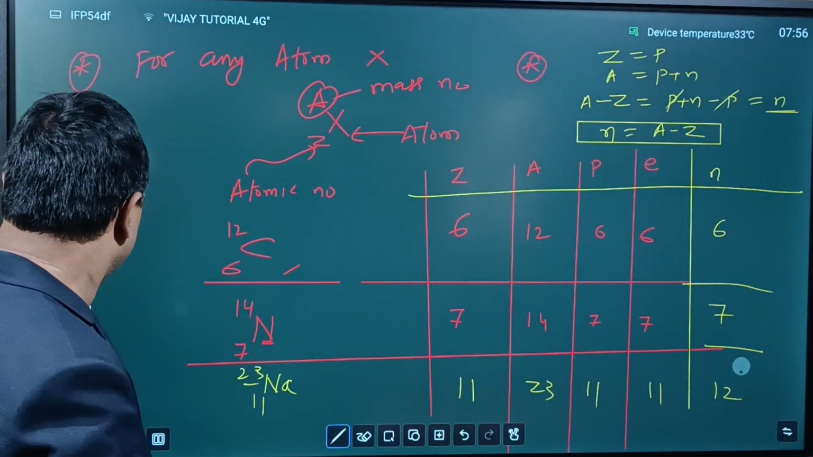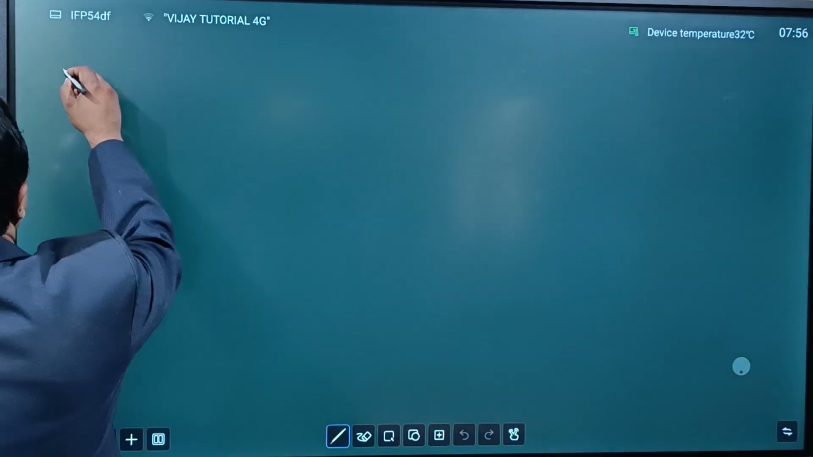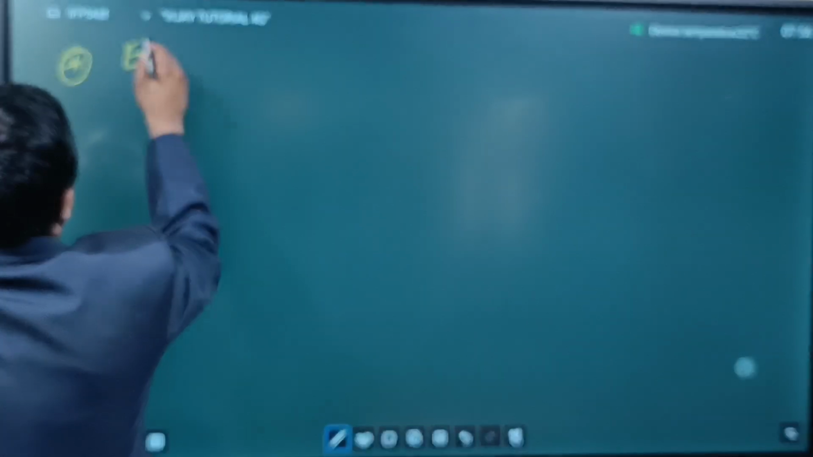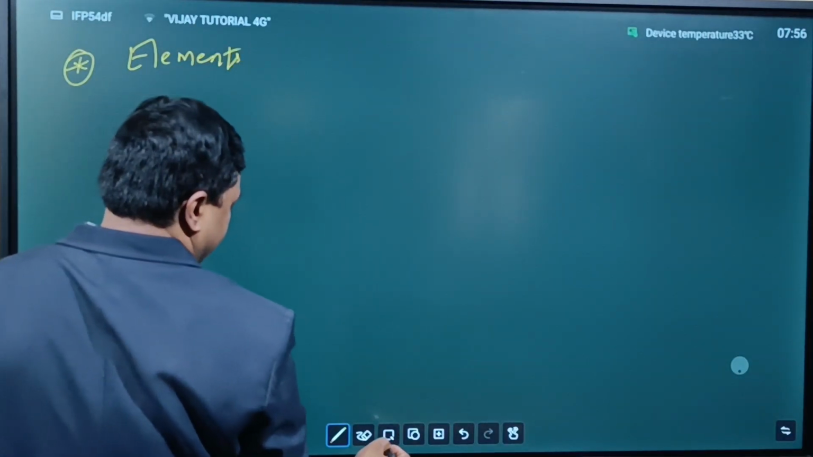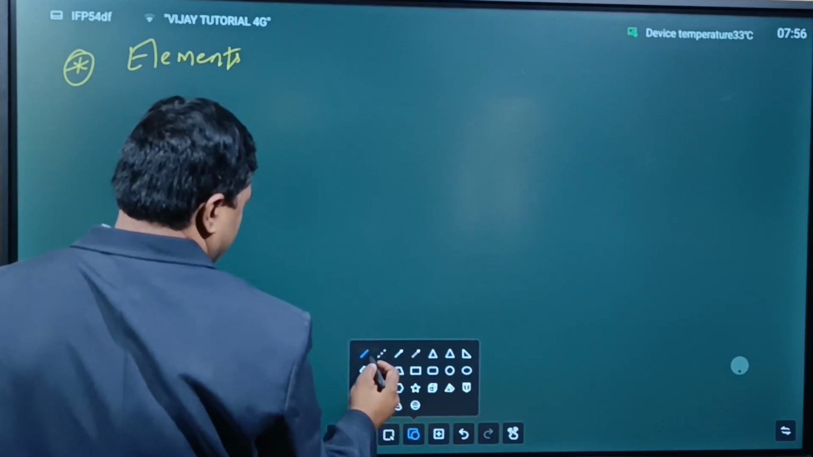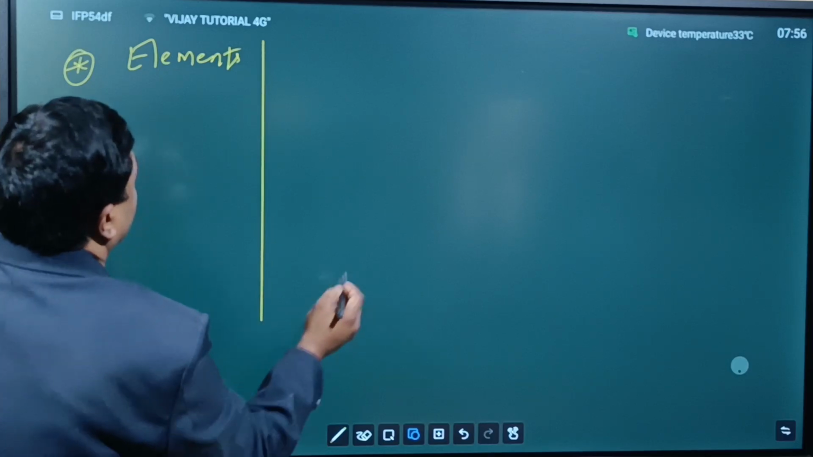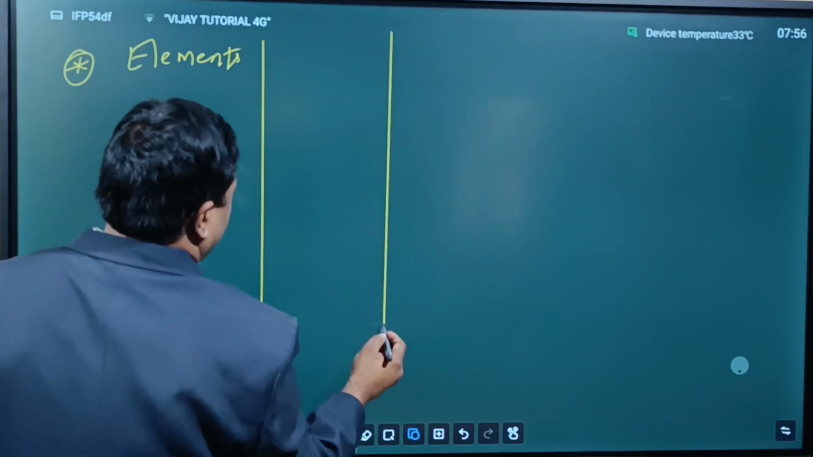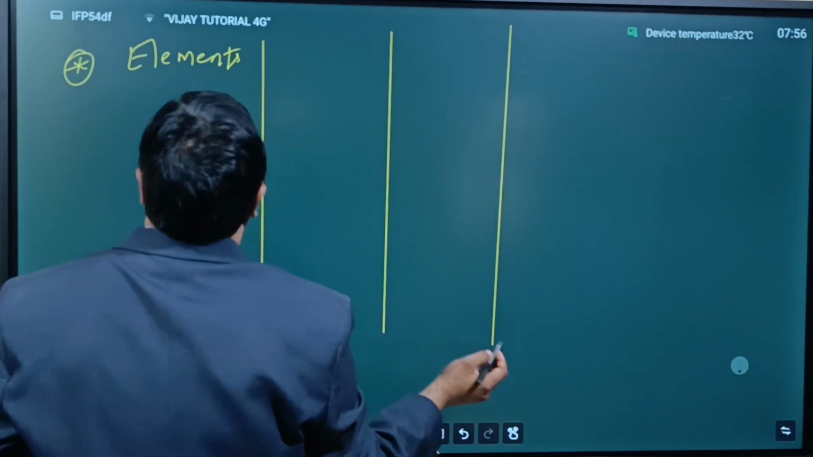I will move to some more electronic configuration. I am taking some very commonly used elements. I am writing their atomic numbers. A table is required. Okay, elements.